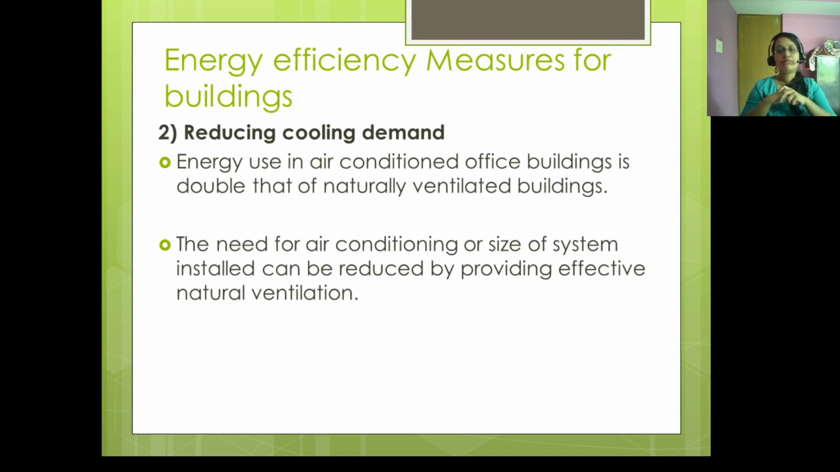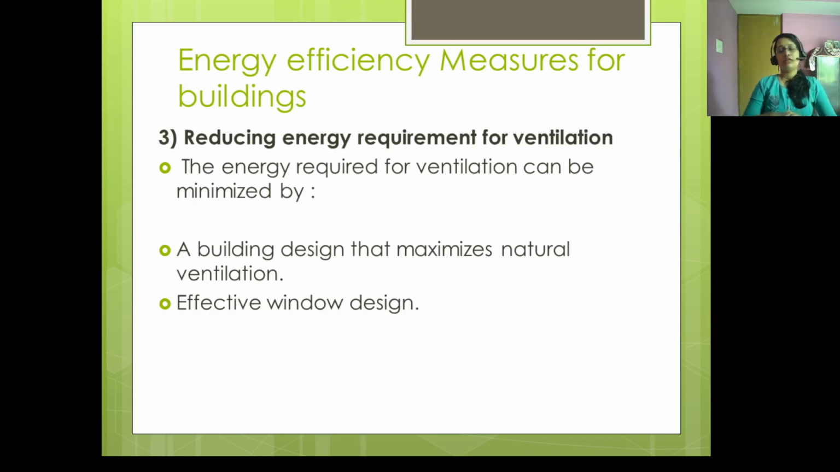Next is reducing the cooling demand. The energy use in air conditioned buildings is double that of naturally ventilated buildings. So the need for air conditioning, or the size of the system installed, can be reduced by providing effective natural ventilation. Next is reducing the energy requirement for ventilation. It can be minimized by an effective window design and a building design that maximizes the natural ventilation.